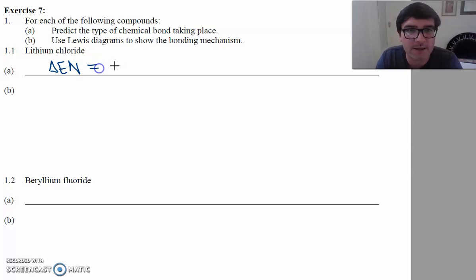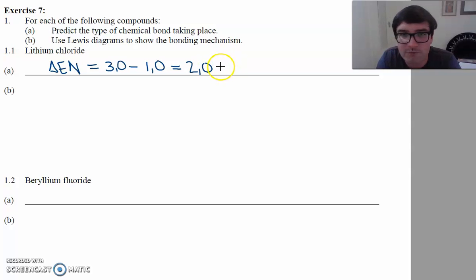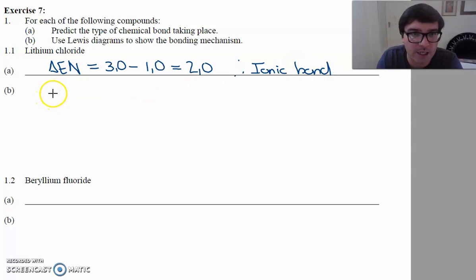If we calculate the difference in electronegativity, chlorine has an electronegativity of 3.0 whilst lithium has an electronegativity of 1.0. So in total, it gives an electronegativity difference of 2.0. This is greater than 1.7, and we know it's a metal and a non-metal, and therefore we will say it is an ionic bond. If we use Lewis diagrams, lithium has one valence electron, chlorine has 7 valence electrons.